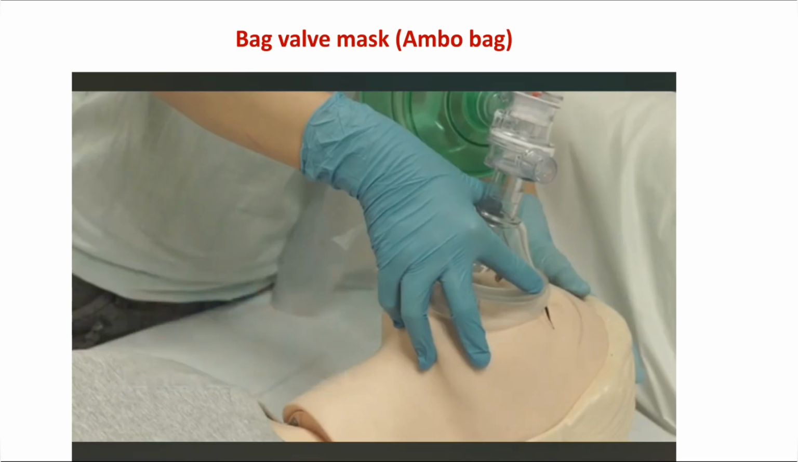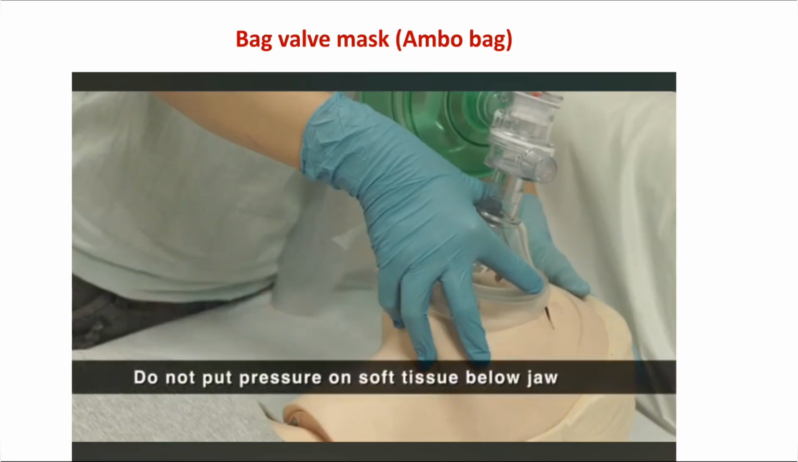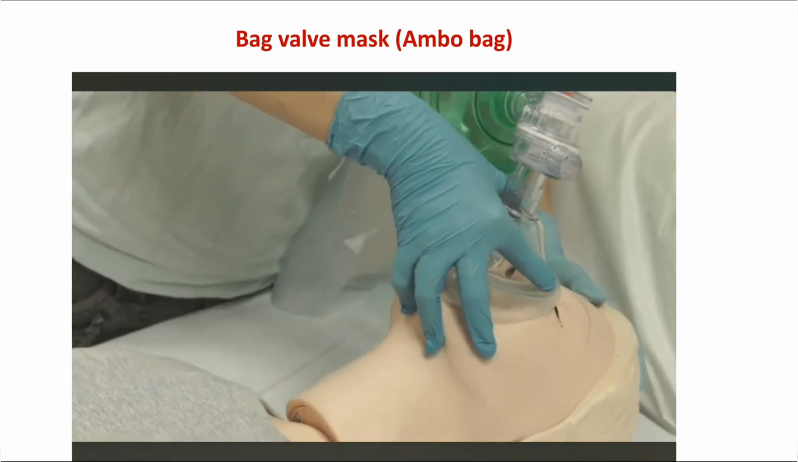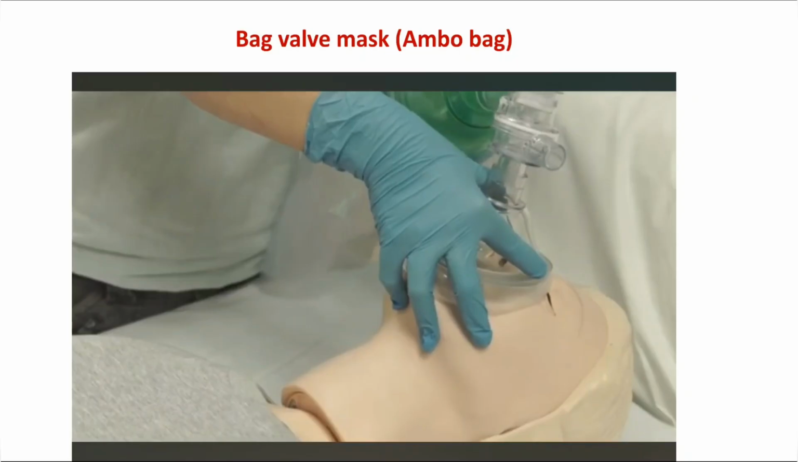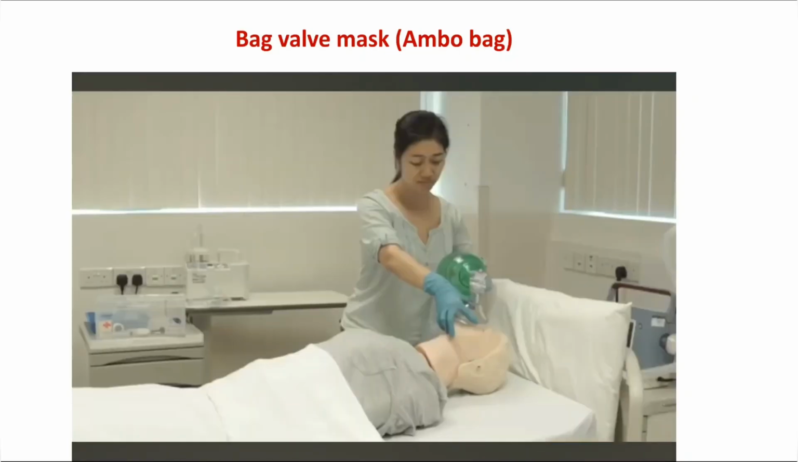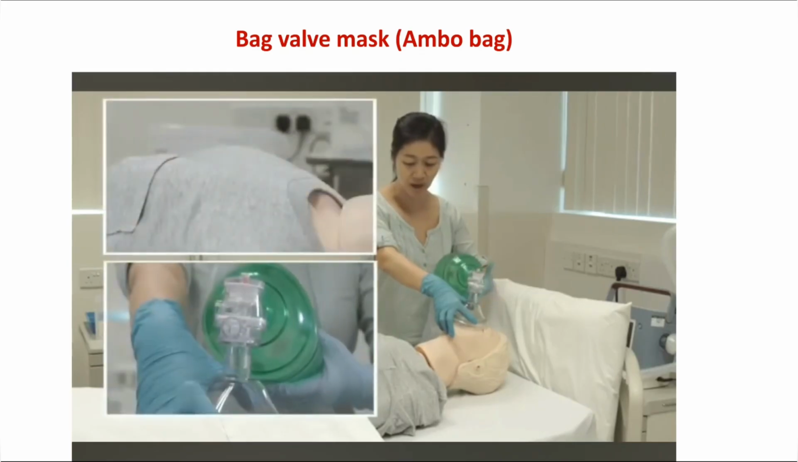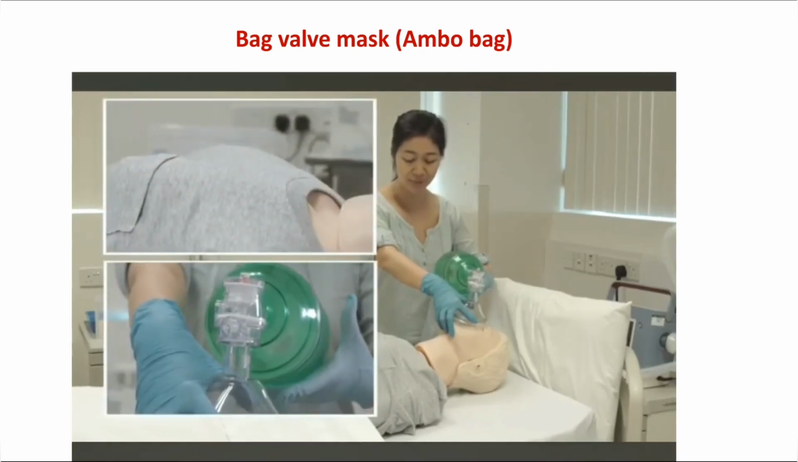Hold tightly but do not press on the soft tissue below the jawbone. Tilt the head slightly backwards and lift the chin up so that air can enter easily. Deliver rescue breaths by squeezing the bag back with one hand, about 1/3 to half of the balloon.